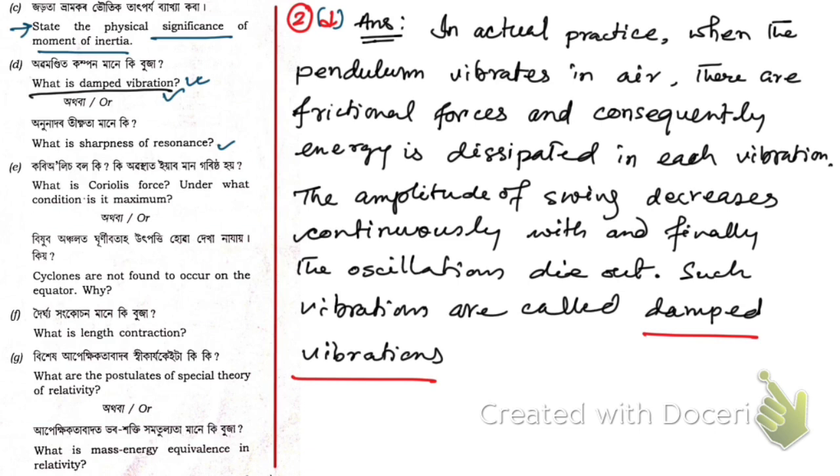Or you can simply say that if amplitude of a vibrating body decreases completely, then such kind of vibrations are called damped vibration. But here, as 2 marks is given, so that's why I have written the answer this way.